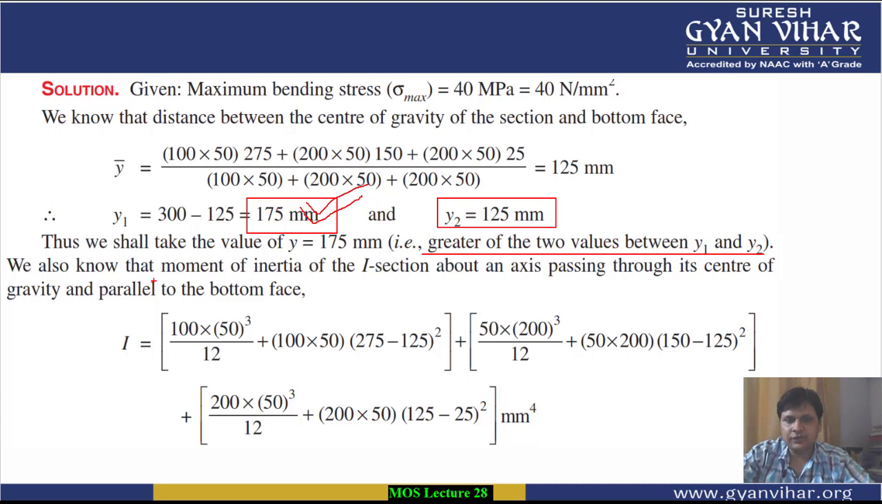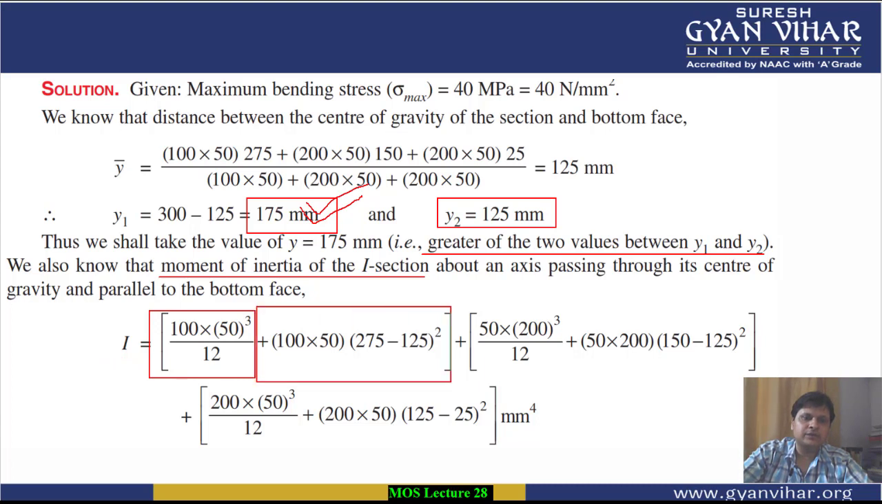Now, apart from the calculation of y1 and y2, one more thing is to be calculated, and that is the moment of inertia of the composite section. How do we calculate it? We all know the formula: BD cube by 12 plus AH square. This is basically the formula for calculation of, sorry, moment of inertia about the neutral axis.